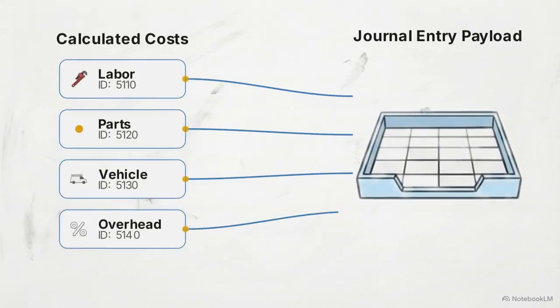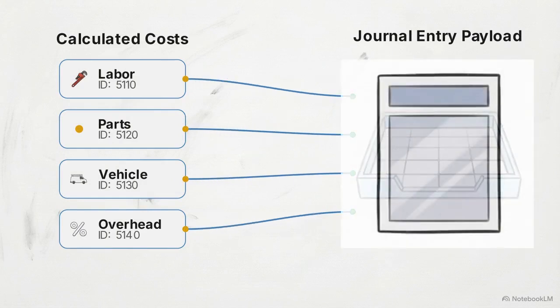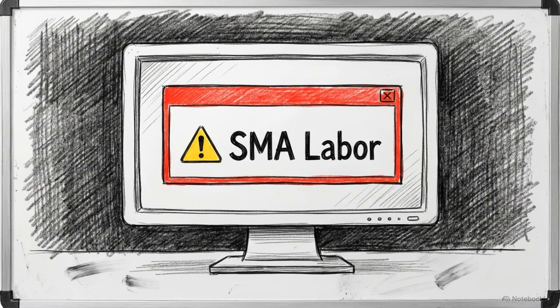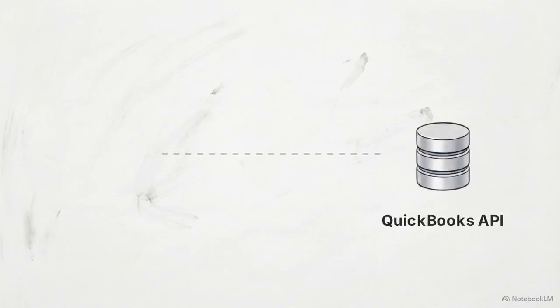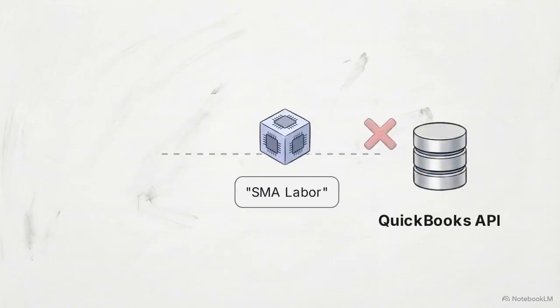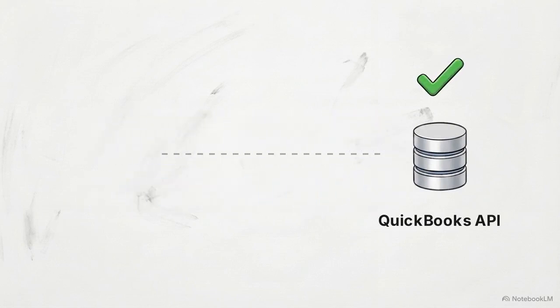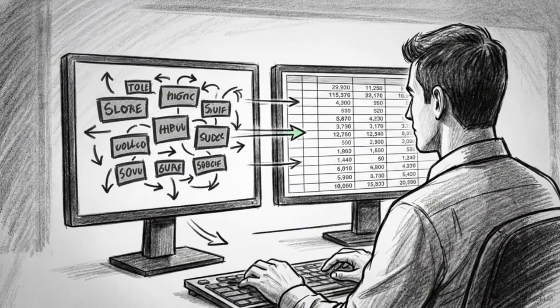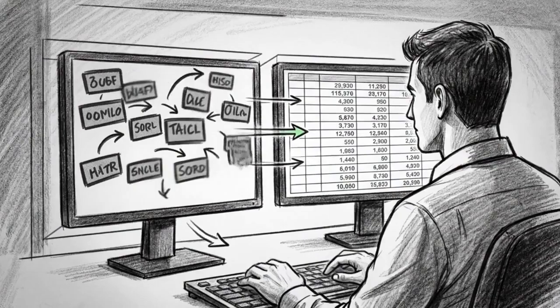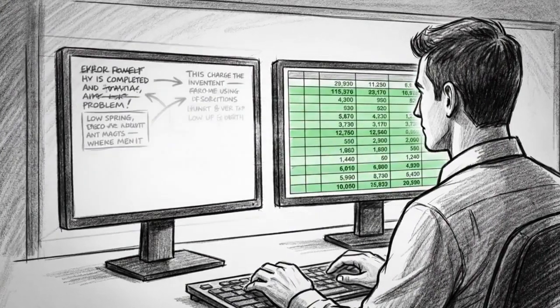The final step is mapping all of these calculations into the specific journal entry format required by the QuickBooks API. A very common technical error here is passing text-based account names, like SMA labor, which the API will simply not recognize. The API requires a specific integer ID. Passing the numerical code 5110 ensures the transaction posts successfully to the corresponding labor account. Claude acts as the translation layer here, taking messy operational data and turning it into a rigid accounting entry.